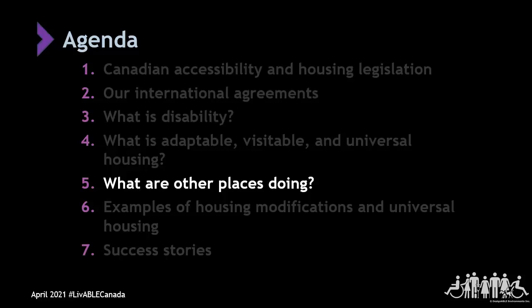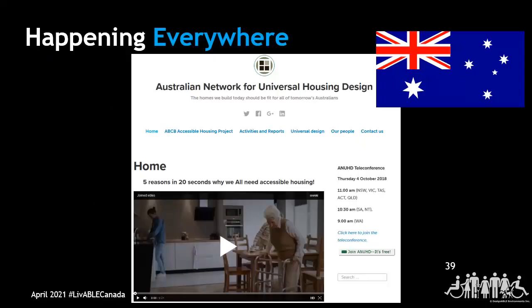So number 5 on our agenda, what are other places doing? So let's get some inspiration here. Well, we see the Australian Network for Universal Design Housing has put out a campaign to change their legislation with some ads called 5 Reasons in 20 Seconds Why We All Need Accessible Housing. So you should definitely check that out.